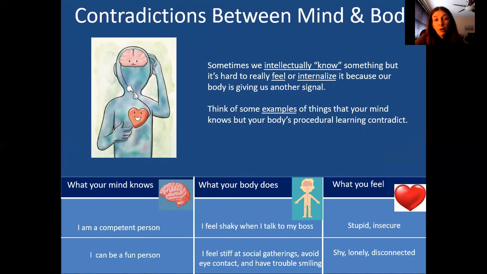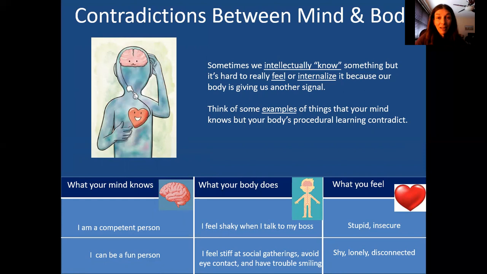Let's say your mind knows that you're competent. You're good at your job, you know what you're doing, and you could have some evidence to show that. However, when you talk to your boss, you feel shaky as if you don't know what you're doing. So your body's responding as if you're incompetent, and then you're feeling stupid and insecure. But your mind knows you're not. Your mind knows you're competent, there's no problem, but your body and your feelings are somewhere else. Know what I'm talking about?